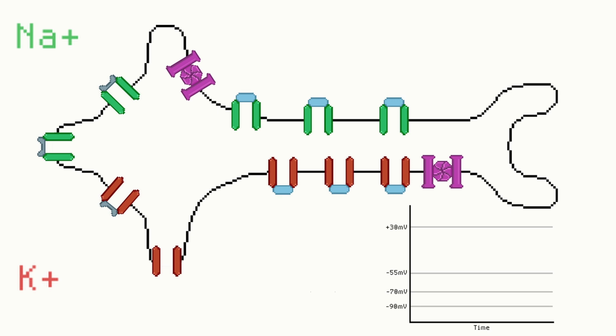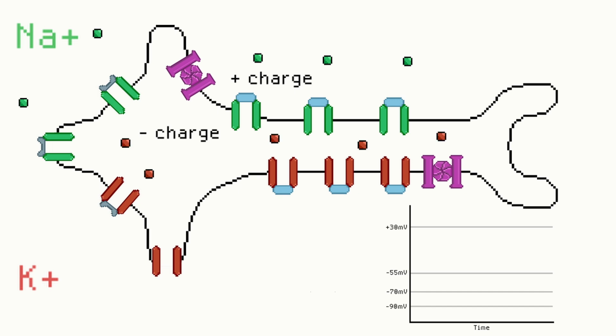When a neuron is just hanging out waiting for a stimulus, the charge inside of the neuron is slightly negative relative to the outside, or the interstitial fluid. The outside of the neuron is slightly positive. We've also got a lot of sodium ions hanging out outside the neuron and a lot of potassium ions inside the neuron. Each of these ions wants to go down its concentration gradient, so sodium wants to enter the cell and potassium wants to leave, except they can't.